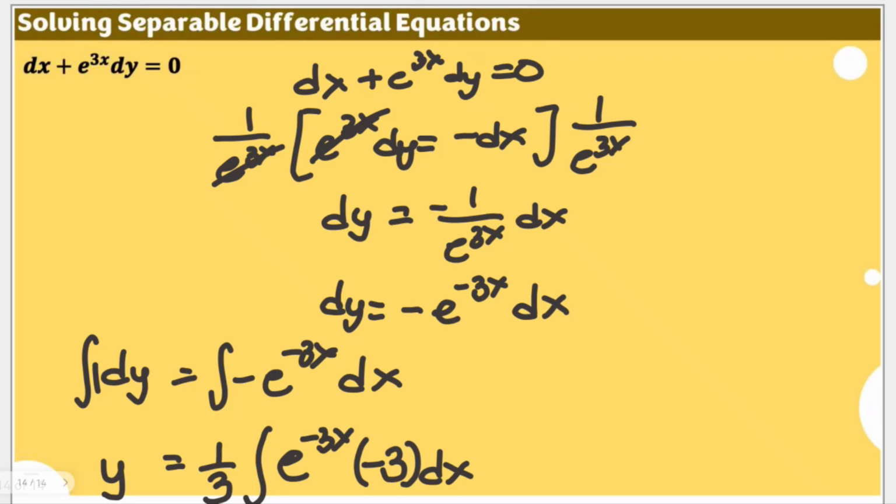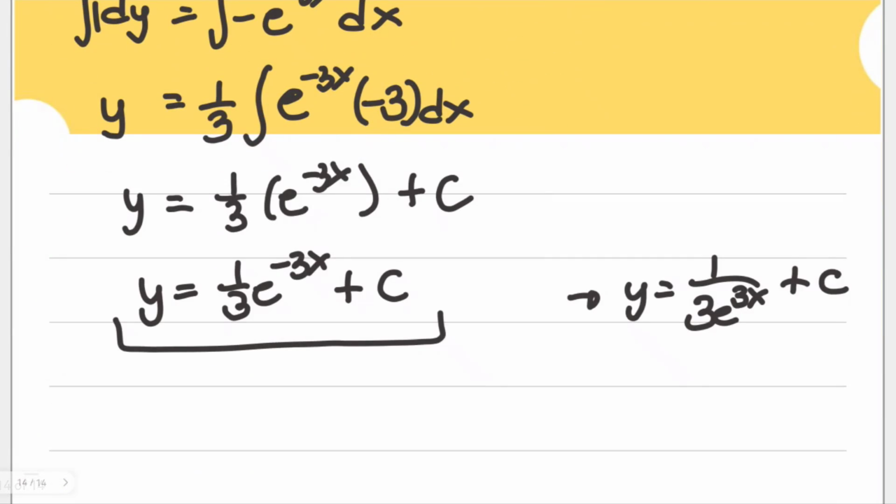We started with separation of variables until we ended up with this result.